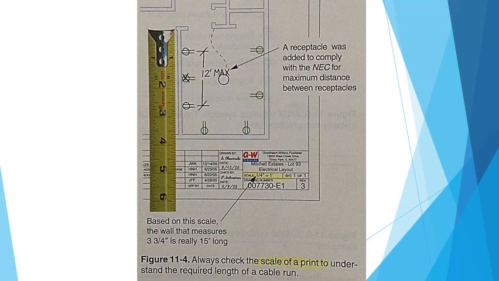The scale is 1/4 inch equals 1 foot, or 1/48. The wall measured on the drawing is 3 3/4 inches. The actual wall length is 3 3/4 inches times 48, which is equal to 180 inches or 15 feet.